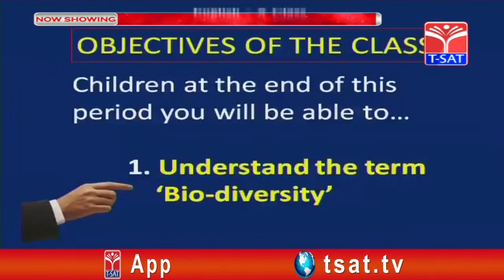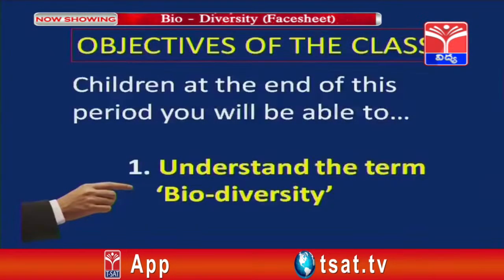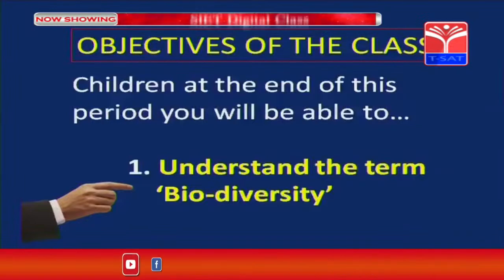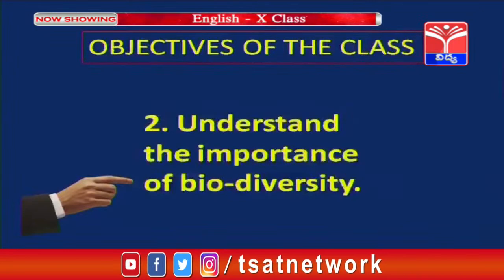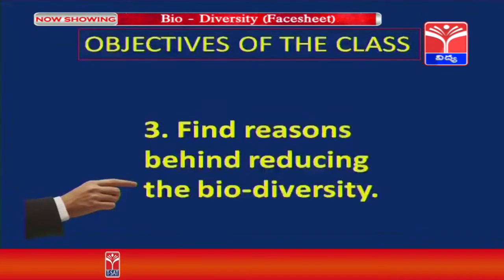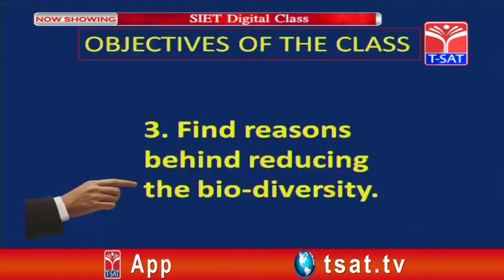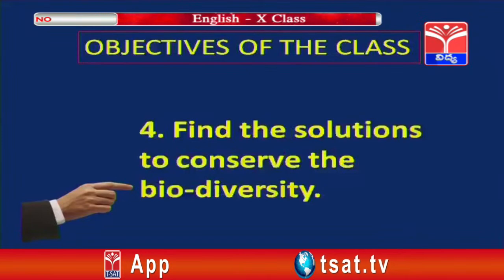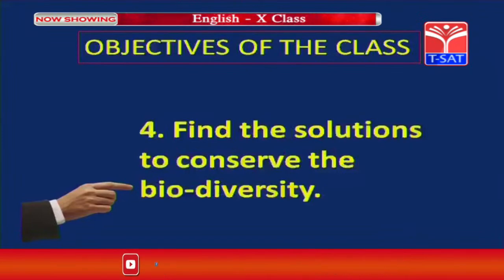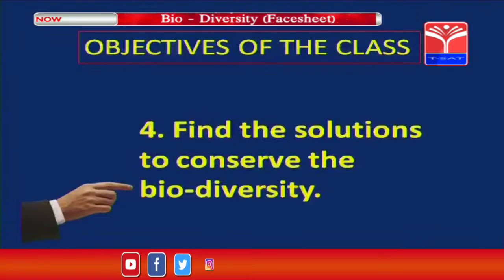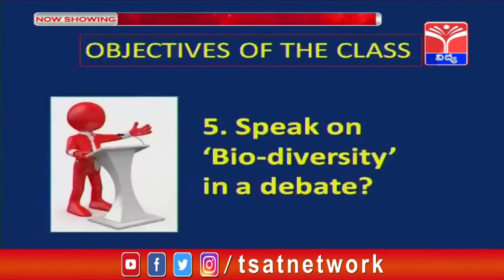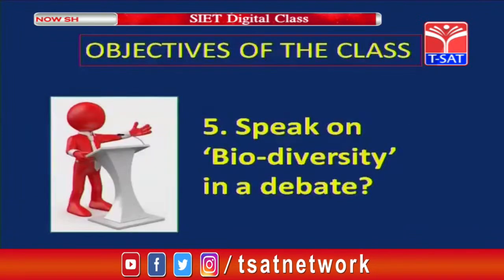First objective, children, at the end of this period you will be able to understand the term biodiversity. Second objective, understand the importance of biodiversity. Third objective, find reasons behind reducing biodiversity. Fourth objective, find the solutions to conserve biodiversity. Fifth objective, speak on biodiversity in a debate.